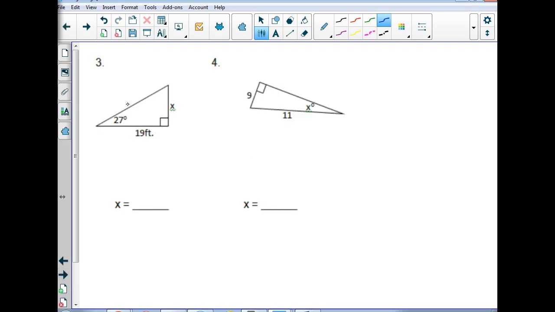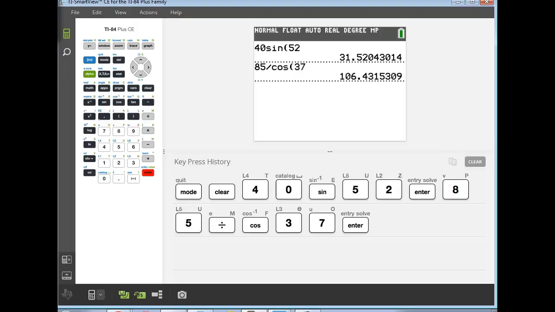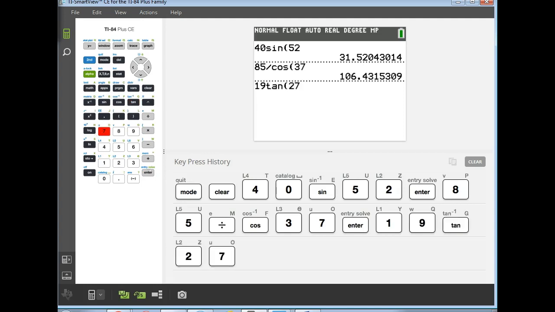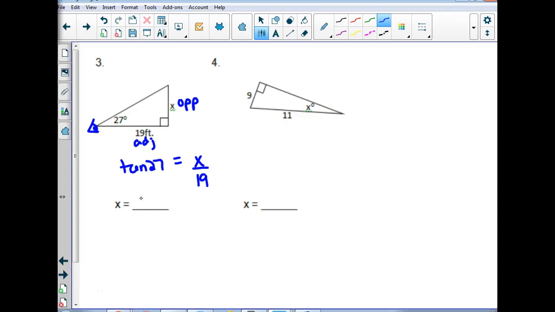Okay, in this one, the hypotenuse is blank, so we're going to use the tangent. This would be your opposite leg to the acute angle of 27. The 19 would be the adjacent leg. So the tangent of the angle 27 degrees is equal to the ratio of x to 19, opposite to adjacent. We're going to calculate 19 tan 27. That would be 9.7 feet.